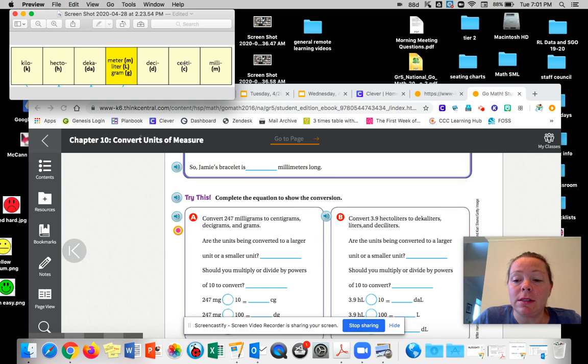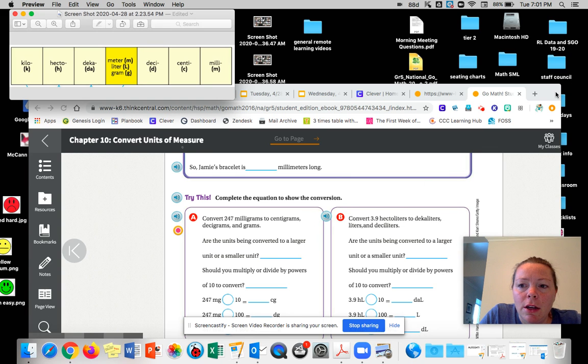Centi or cent means 100, and deci, or dec, D-E-C, or D-E-K, means 10, like a decade. Many of you are a decade or 11 years, or 10 years old or 11 years old, decade plus 1. All right, so converting 247 milligrams to centigrams.